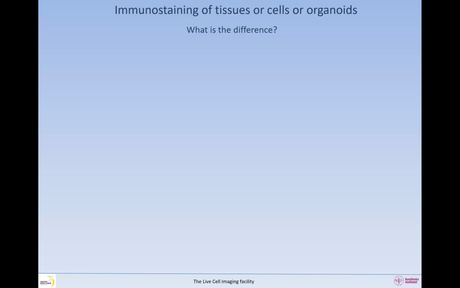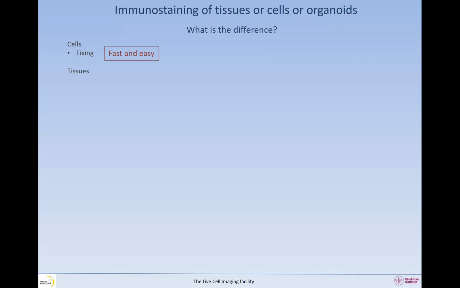So, cells, monolayers, or cells in suspension that are cytospun are very thin samples. All you need is a simple fixation, which is required before starting your immunostaining. So it goes fast and it's very easy to perform. Tissues, on the other hand, are much thicker, so additional processing steps are required.